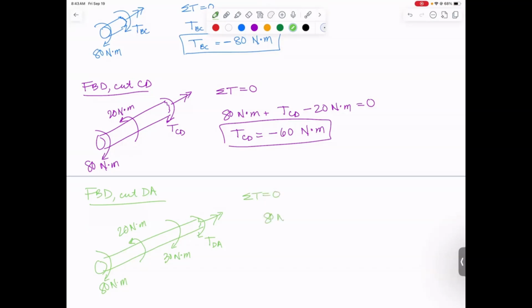I've got 80 Newton meters acting one direction, also in that same direction, 30 Newton meters, and the torque in DA. And acting in the opposite direction, I've got 20 Newton meters. And it all sums to 0. So solving for T_DA, I'm going to get minus 90 Newton meters. So all 3 torques came out to be negative in this problem.